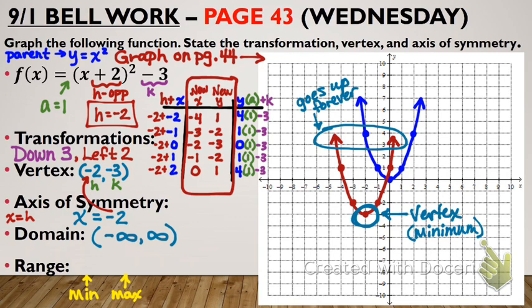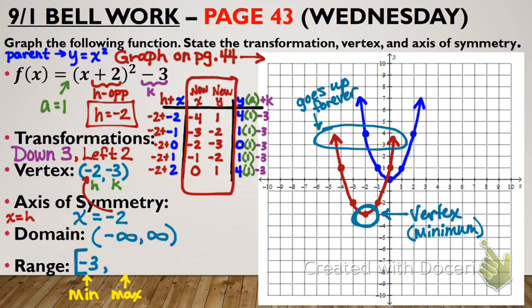So when I go to write my range, I'm looking at the vertex for the lowest point, because that's the lowest point here. What is that y value on my vertex? -3. I'm going to use a square bracket there, like this. It's the lowest point, and we actually have a point there. If it's possible to put a point there, we're going to use a square bracket.